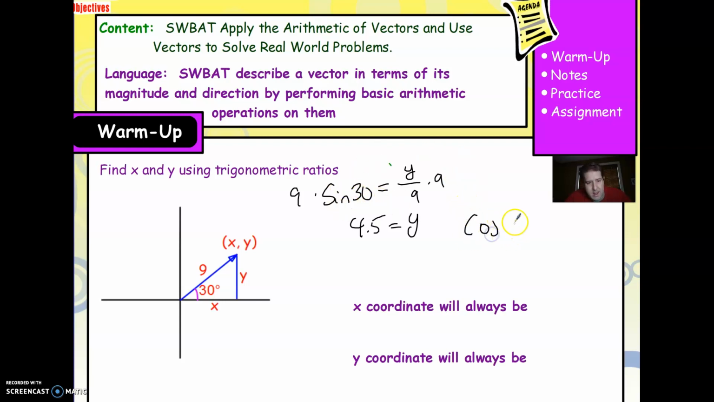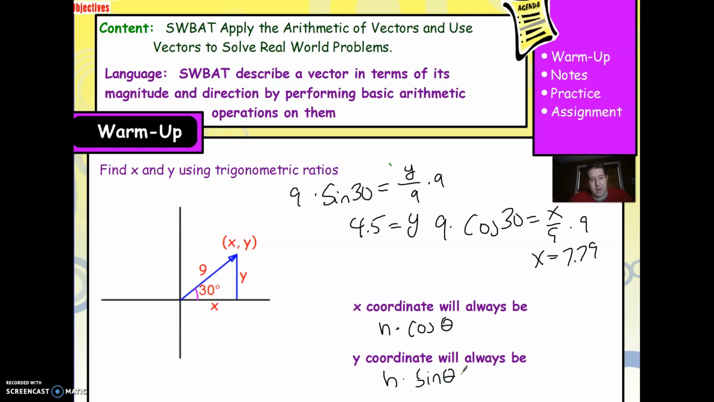If I'm going to do cosine of 30 equals adjacent, which would be x over 9, multiply both sides by 9, 9 times cosine of 30 is about 7.79. Now, there is another way of doing this, which bypasses all the steps I just did, because basically all I did was multiply 9, which is the hypotenuse. To find the x-coordinate, I multiplied the hypotenuse by cosine of the angle. And for y, I took the hypotenuse and multiplied it by sine of the angle. That's going to come in handy later on when we're trying to find vector notation.